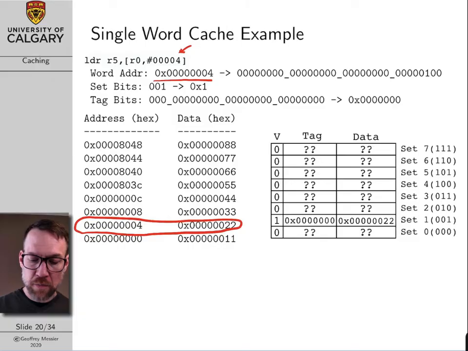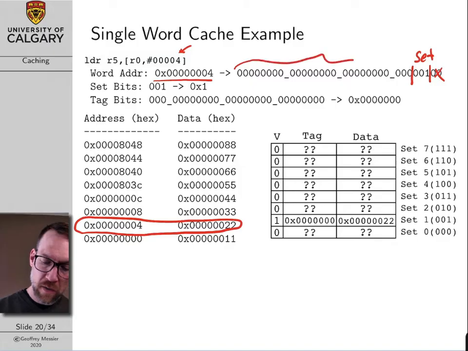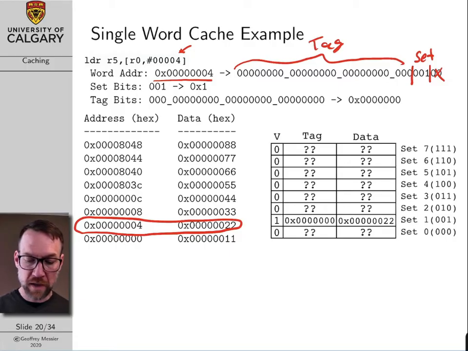What I've done is broken it out in binary form. We know that these bottom 2 bits are the byte offset, so we throw those away. The next 3 bits are our set bits, and the remainder, the 27 bits, correspond to our tag. That means our set bits are 001, or in hex, just 1.